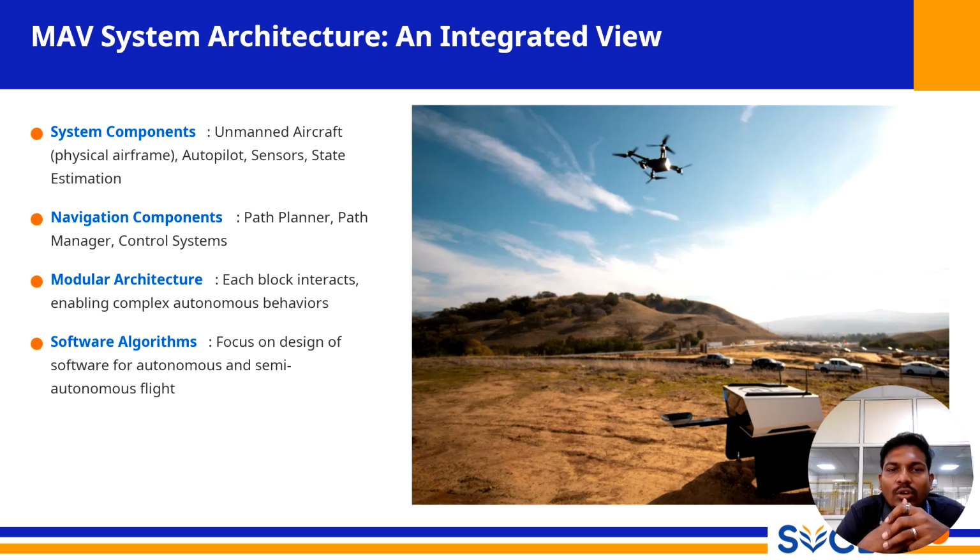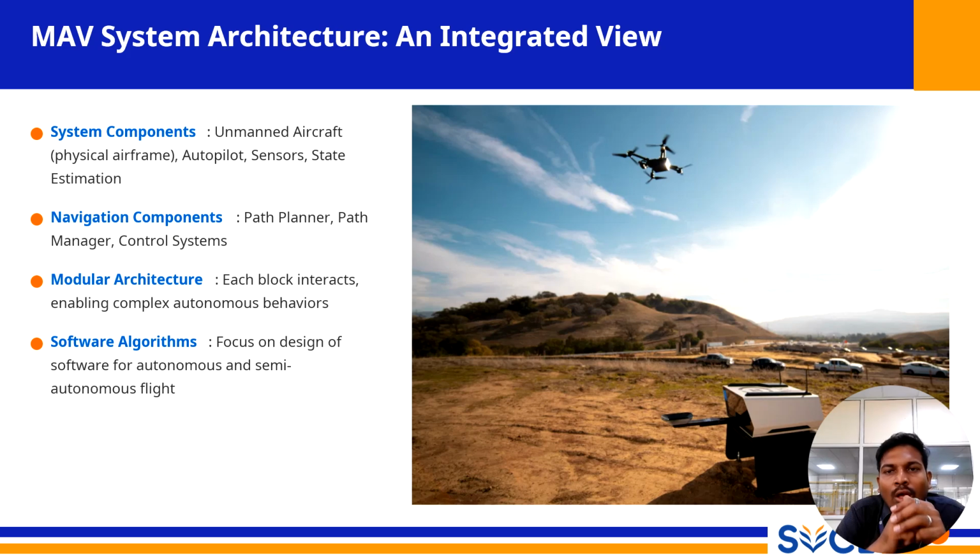To understand its environment and its own status, the drone relies on a suite of sensors. These are the drone's eyes and ears, which include an inertial measurement unit (IMU) with an accelerometer and gyroscope, a GPS for location, a barometer for altitude, and a magnetometer for heading. However, the raw data from these sensors can be noisy or inaccurate.